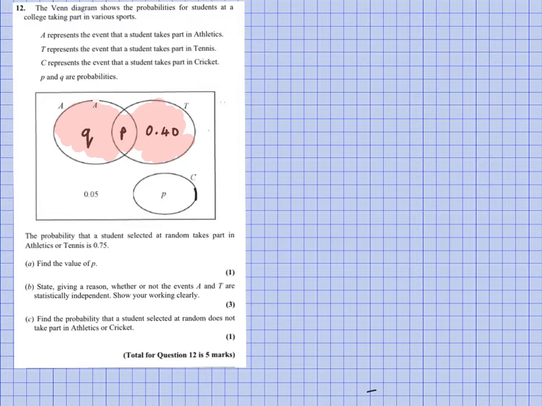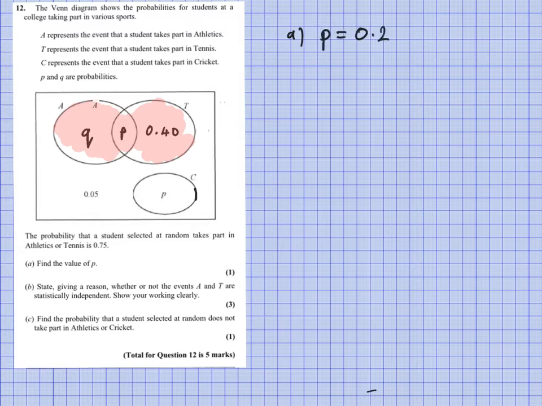So the remainder has to be 0.25. Well, that's great. We've also then got the 0.05 for people that do none of them. So P must be 0.2. P equals 0.2. Let's rewrite that.